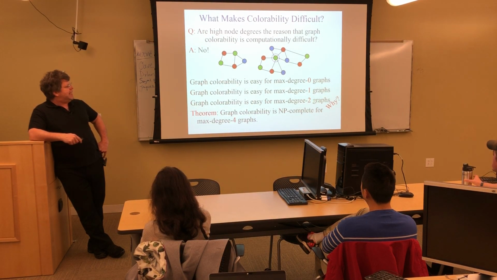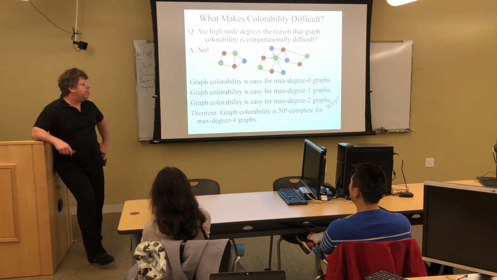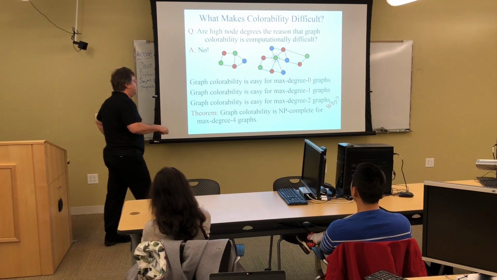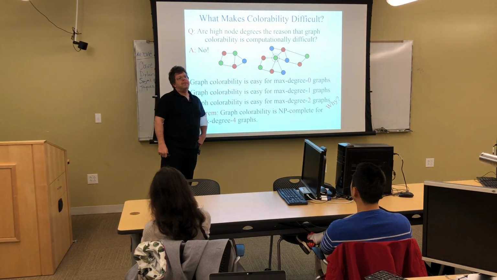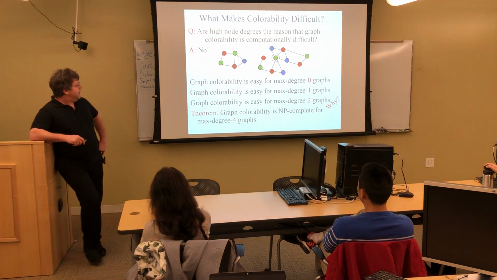And notice that I skipped max degree 3. Extra credit, you tell me if max degree 3 is NP-complete or not. But we're about to prove that max degree 4 graphs is NP-complete to determine 3 colorability for them. So what are we saying?